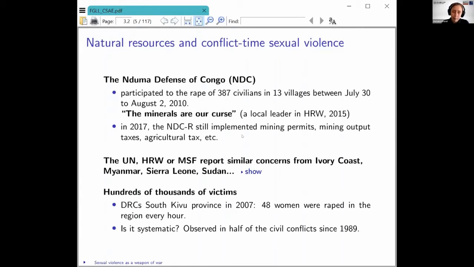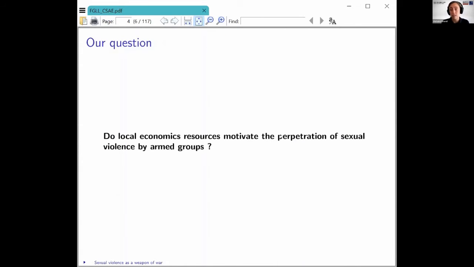Whether this is a systematic byproduct of war, as some have argued, a spoil of war, something that you observe in every conflict, seems a bit difficult to defend, as it's actually observed in approximately half of the civil conflicts since 1989, which raises the question of why and where it takes place. And is it the case that, aligned with the intuition of Dr. Mukwege, we observe these rapes for resources, that the presence of local natural resources actually motivates the perpetration of sexual violence by armed group members? That's the question we're asking. The very short answer to it is yes.